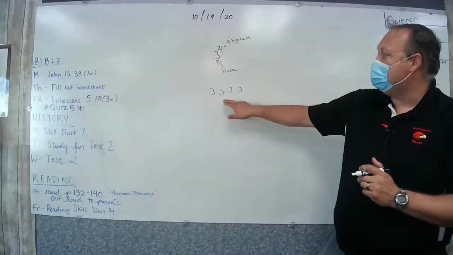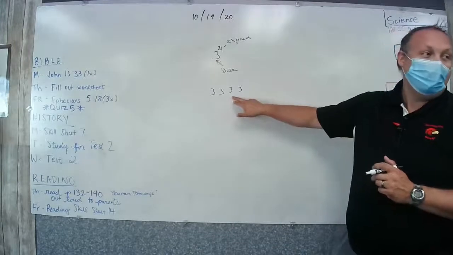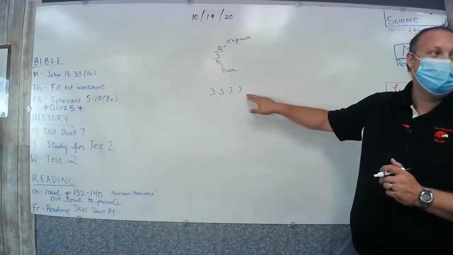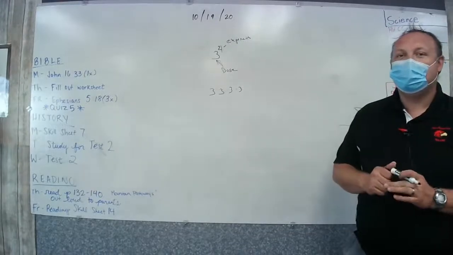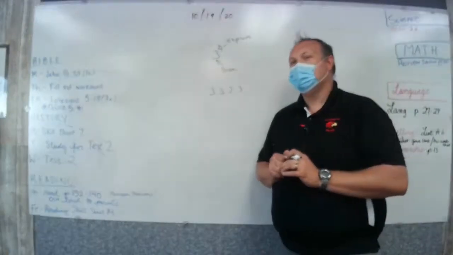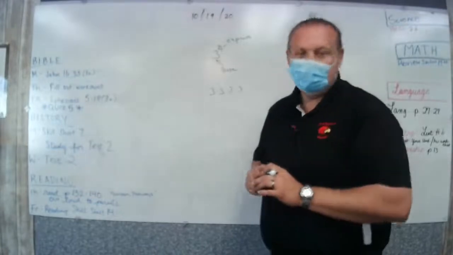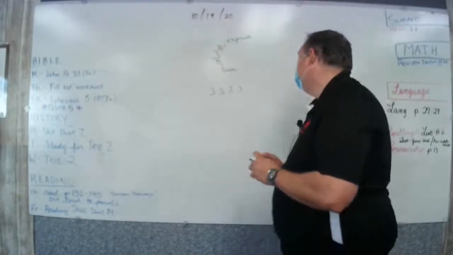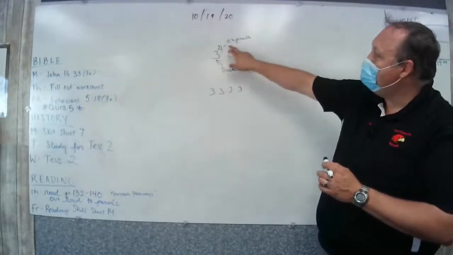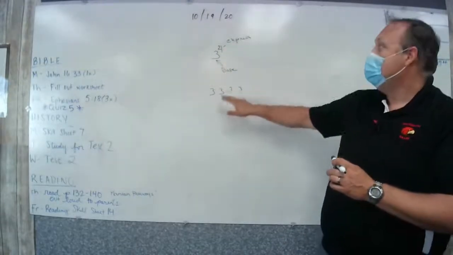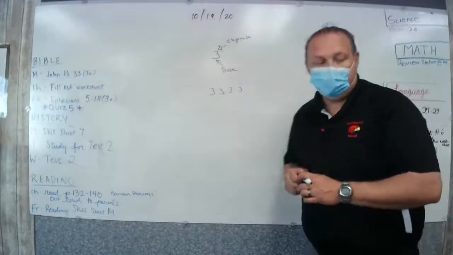So we do 3 times 3 is 9, times 3 is 27, times 3 is 81. Okay? So, the exponent tells you how many times you multiply the number times itself. The base is the number that you multiply.